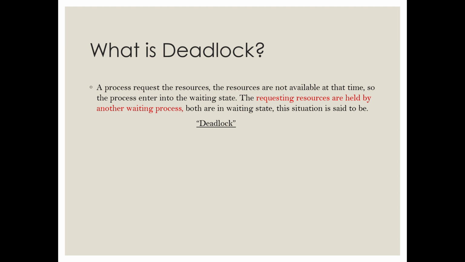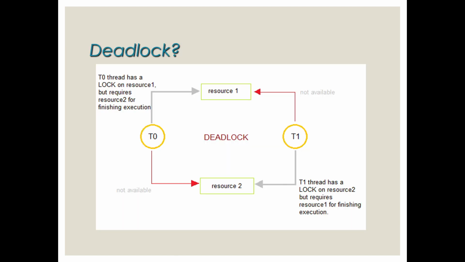So the process enters into the waiting state. The requested resources are held by another waiting process. Both are in the waiting state. This situation is said to be deadlock. So resource 1 and resource 2 are taken by threads T1 and T2. Thread T1 has locked resource 2 but requires resource 1 to finish, and now thread T2 has locked resource 1 but requires resource 2 to finish.